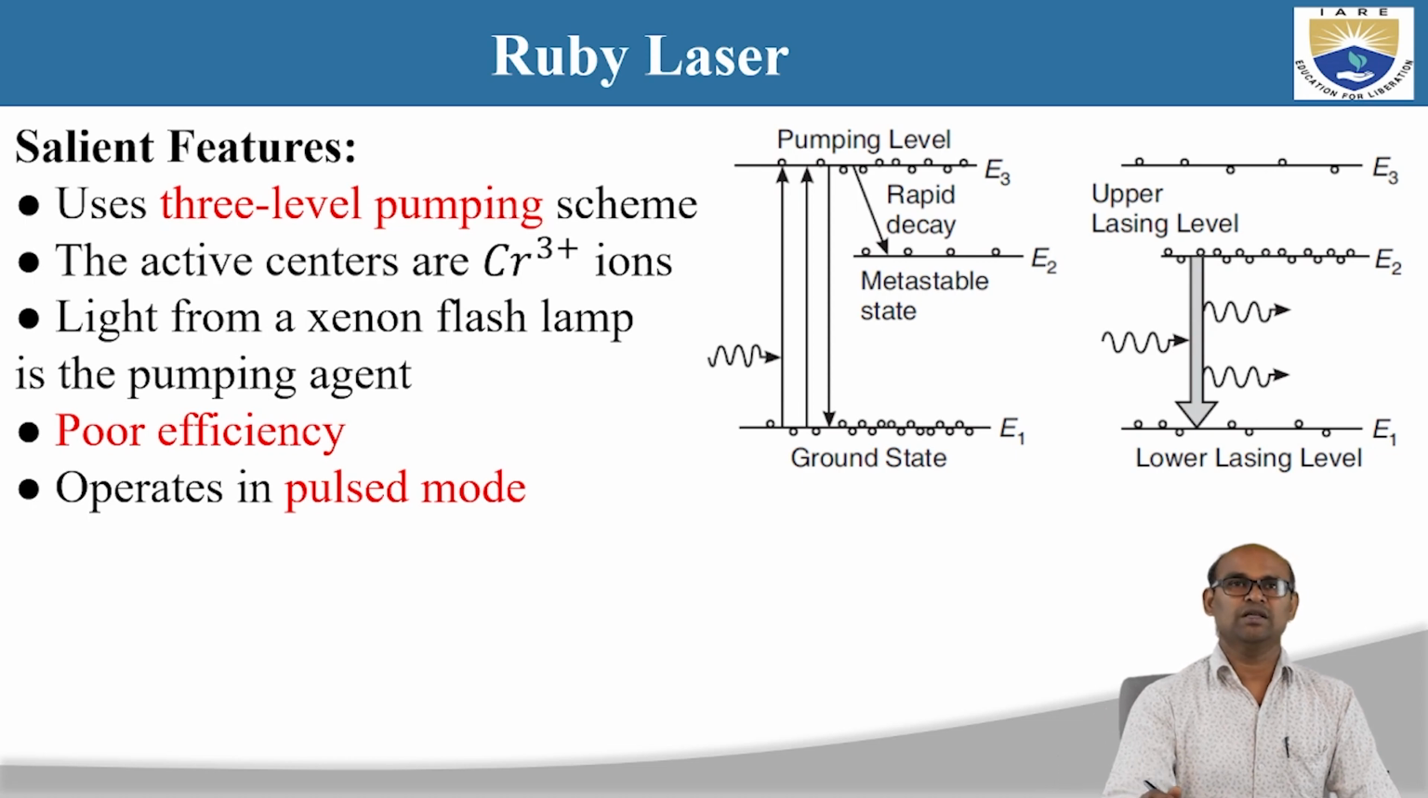So the salient features of this ruby laser are that it uses a 3-level pumping scheme, because you have one normal excited state, a metastable state and the ground state. So there are 3 levels. The active centers are chromium atoms, and the pumping agent here is a xenon flash lamp. This laser has poor efficiency and it operates in the pulsed mode.